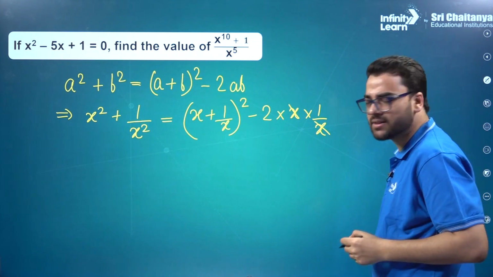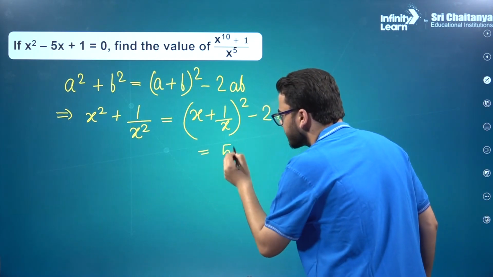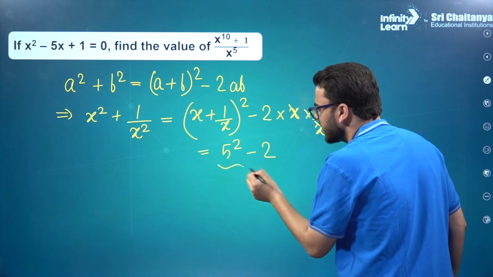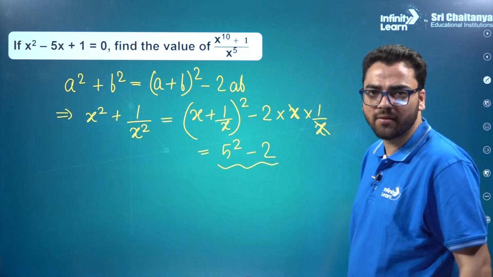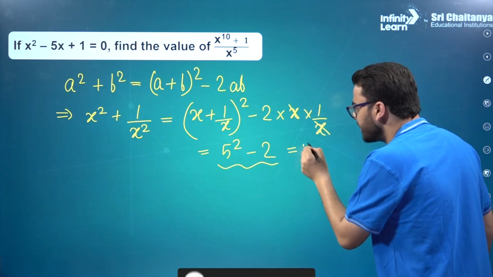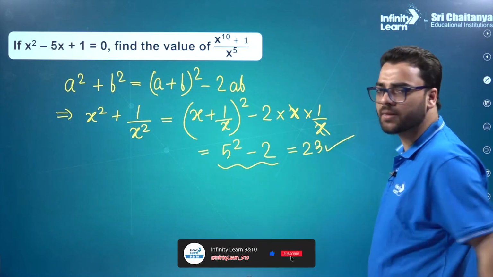So you see over here, this is 5. So this is 5 square minus 2. So that is nothing but 5 5 is 25 minus 2, that is equal to 23. So this is 23, right?